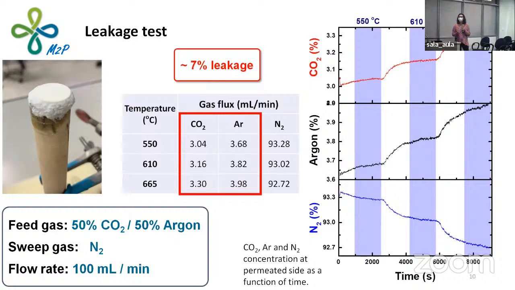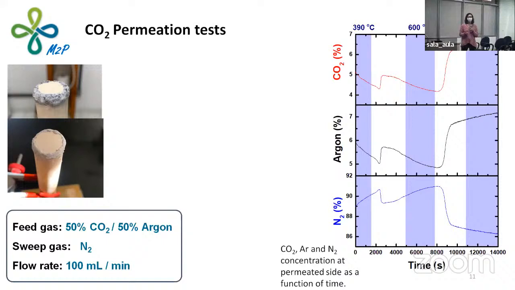So for the permeation test, we use the same feed gas, sweep gas, and flow rate as we used for the leakage test. This picture shows the membrane produced by tape casting that we produced in Jülich. The membrane here is with the sealant before the curing process, and here is after the curing process. And these are all the gas contents that we got from the mass spectrometer. The look of the curve is really different from the leakage test.